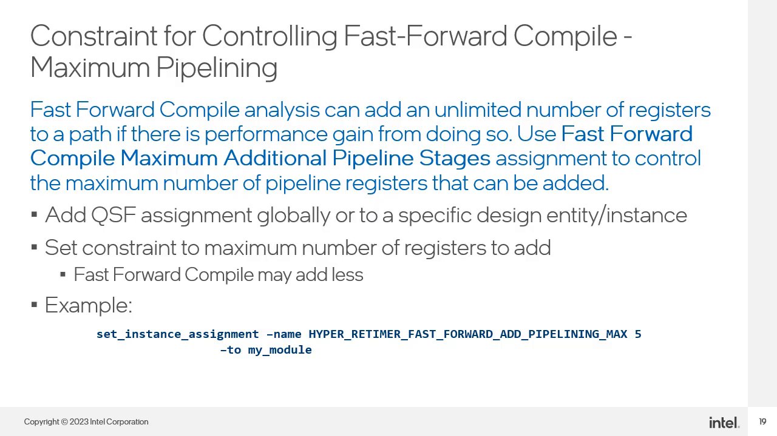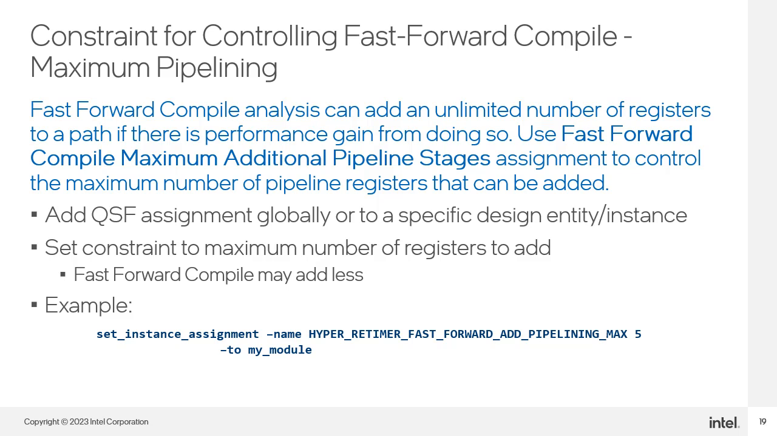Like with hyper-retiming, fast-forward compile provides a constraint you can use to control your hyper-pipelining analysis results. This constraint is called fast-forward compile additional pipeline stages in the Intel Quartus Prime UI. The default for this setting is -1 or infinite, meaning the fast-forward compile can add as many registers as it needs in order to improve performance. Using this constraint, though, you can prevent your fast-forward analysis from recommending more pipeline stages than you can potentially implement.